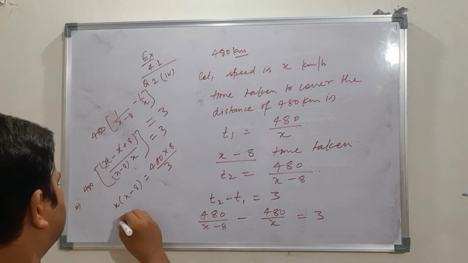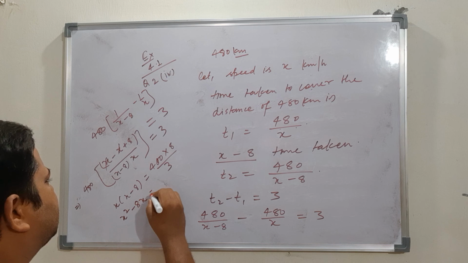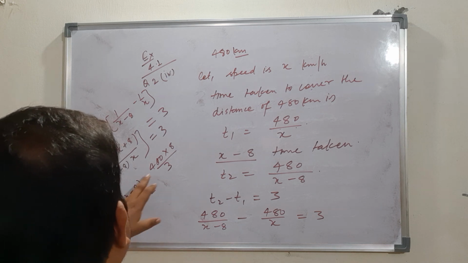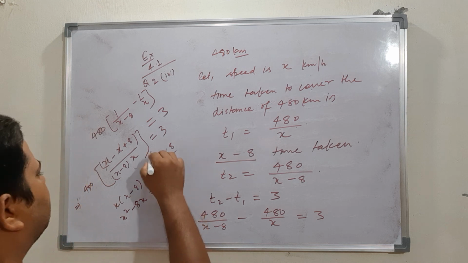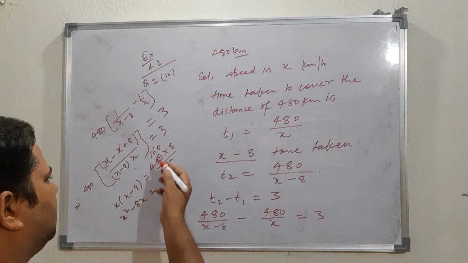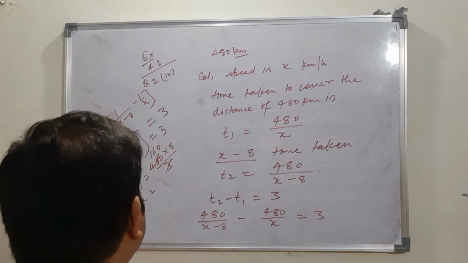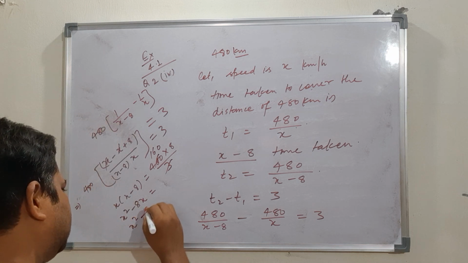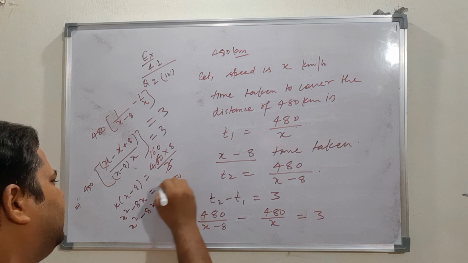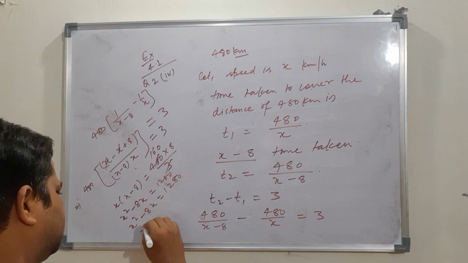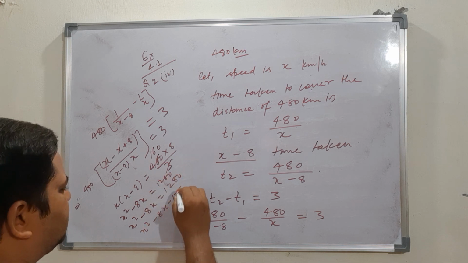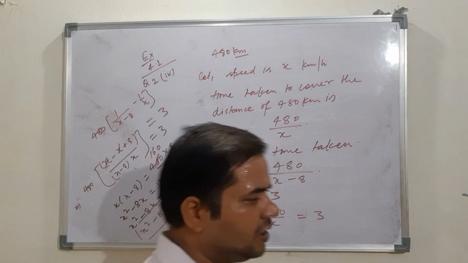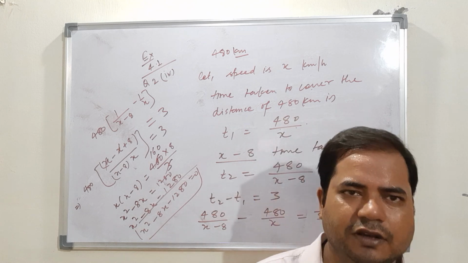So x square minus 8x is equal to 160 times 8, which is 1280. That means x square minus 8x is equal to 1280. So x square minus 8x minus 1280 is equal to 0. This is the quadratic equation for that particular question.